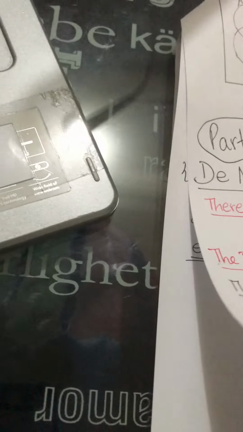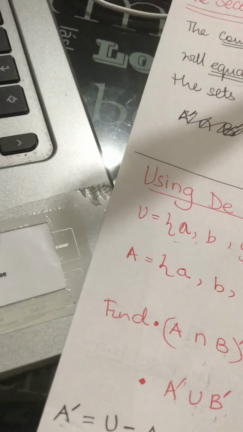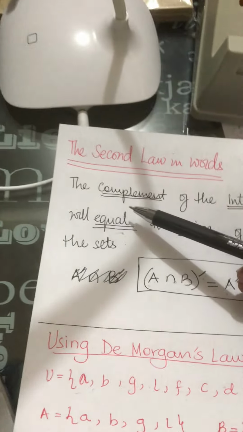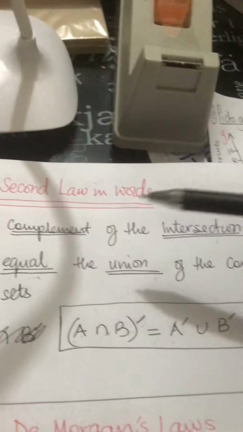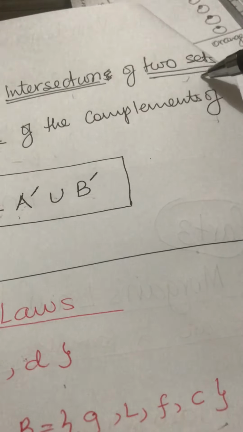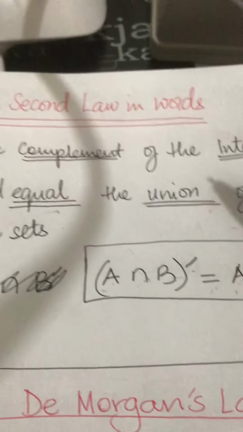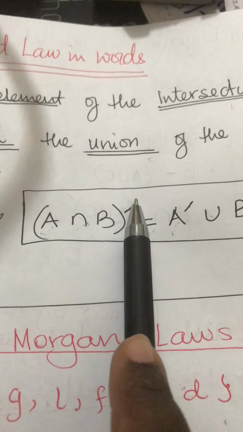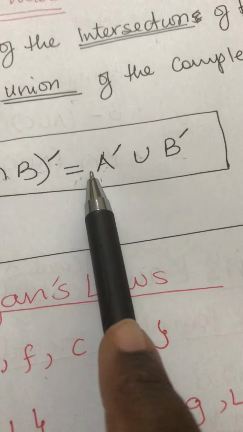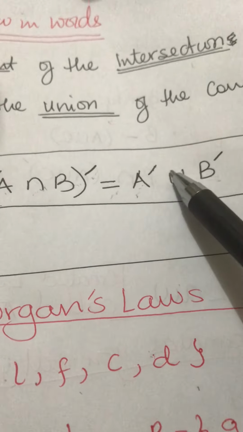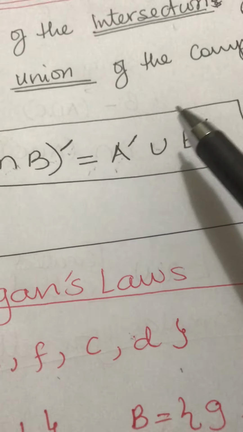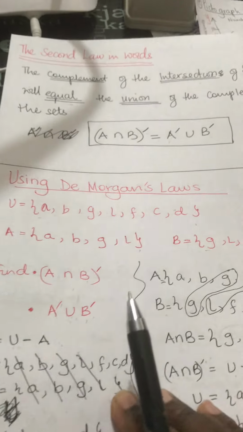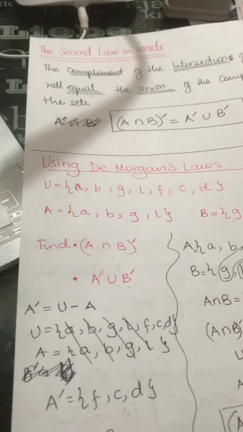All right. Let's do the second law. The complement of the intersection of 2 sets will equal the union of the complements of the sets. Find the intersection of the sets. Then find the complement. It will equal the union of the complements. That means you find the complement of A, then the complement of B, then you put those elements together without repeating. Okay? And the picture, you draw the picture. I want you to draw this picture and tell me.